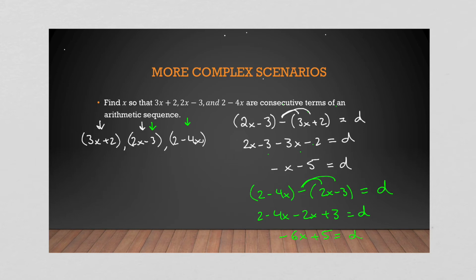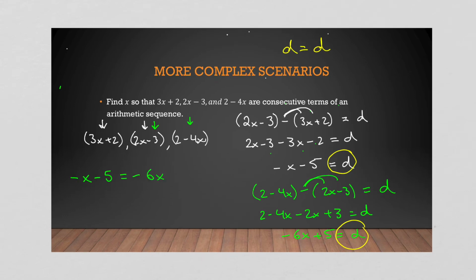Well, that means we have two different equations, both equal to D, which means we can set them equal to each other because D equals D. There should be no debate about that. They're the same. So we can just sub in their values and set them equal to each other. So now we have negative x minus 5, that's the first one, is equal to negative 6x plus 5. And what this does is allow us to solve for x. This is what we want to do.